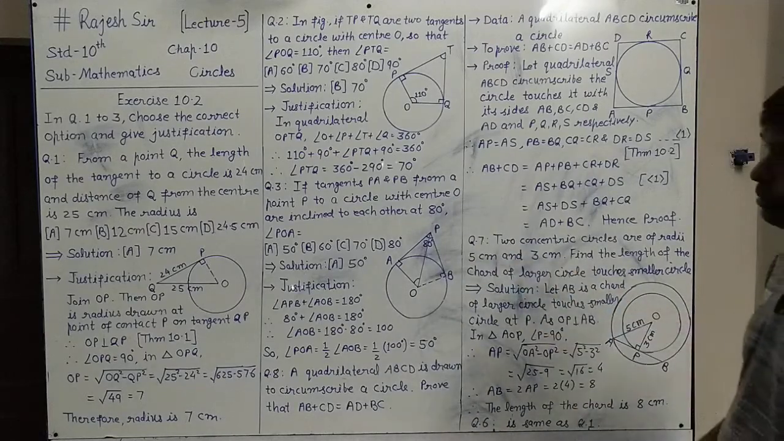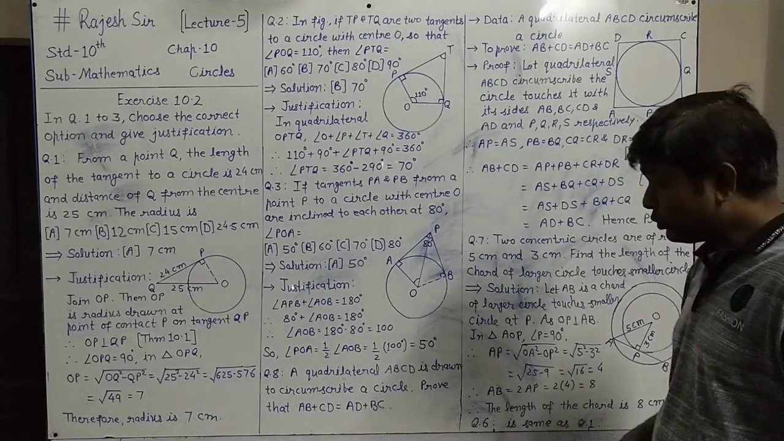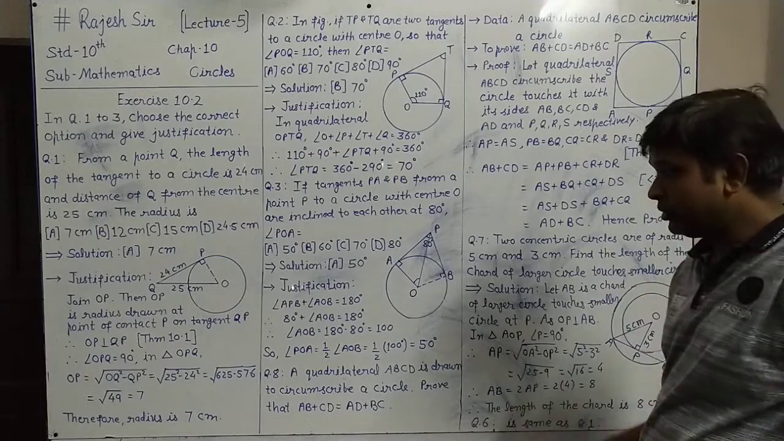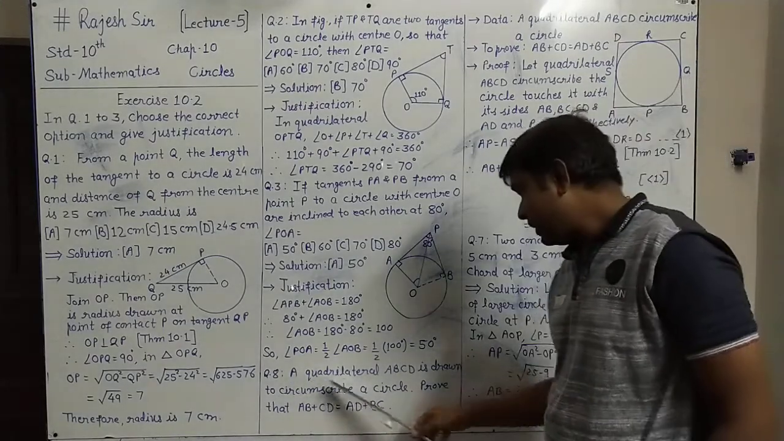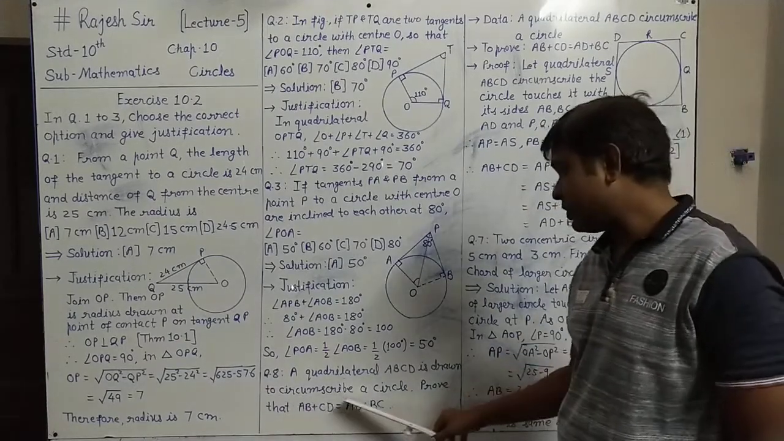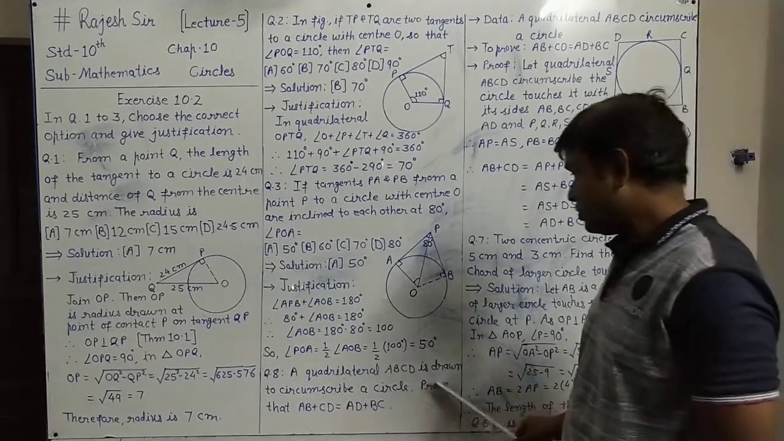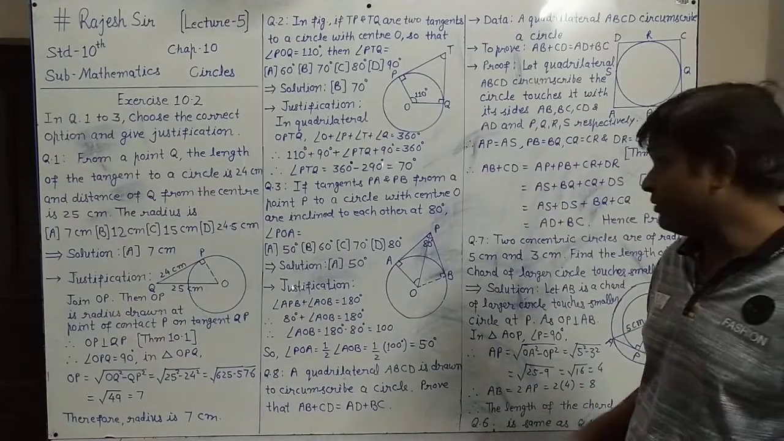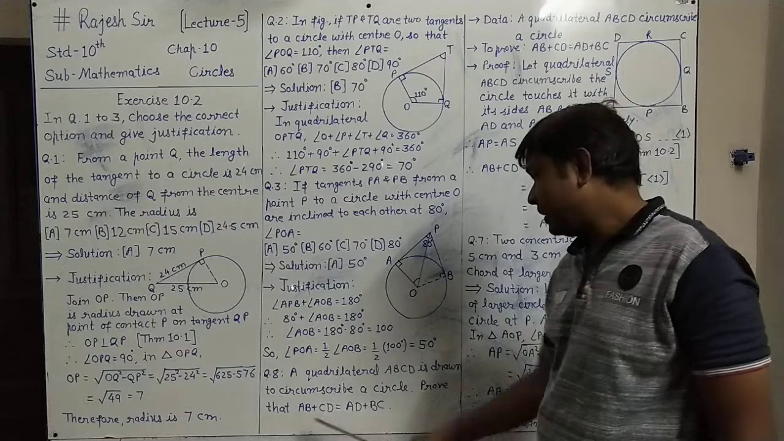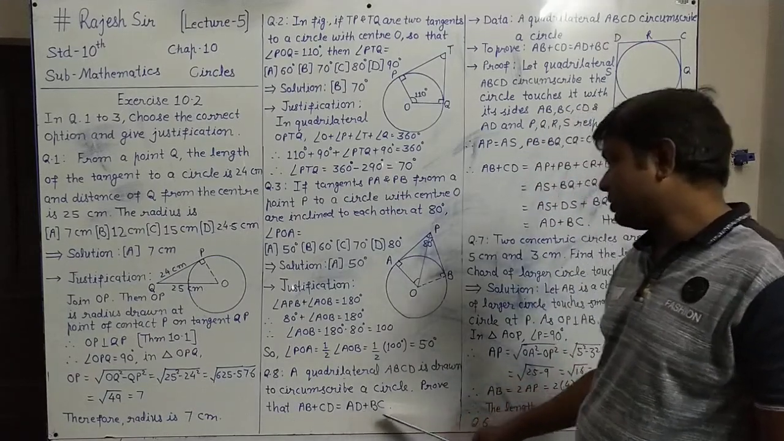After reviewing question number 3, we have question number 8, that is to prove. This is also a very important question, and we will see it in this lecture. A quadrilateral ABCD is drawn to circumscribe a circle. What is circumscribing a circle? That we will understand. We want to prove that AB plus CD equals AD plus BC.